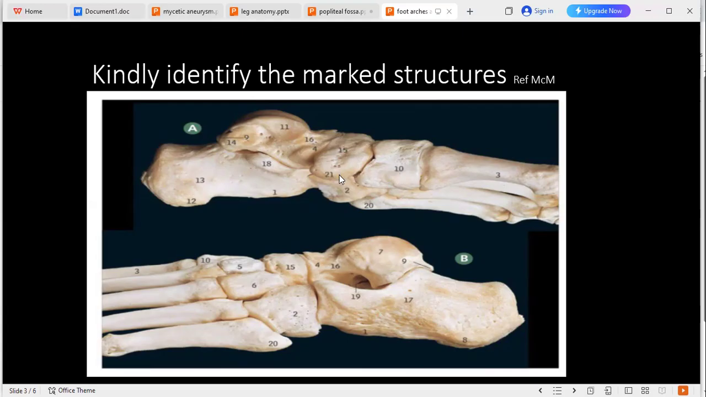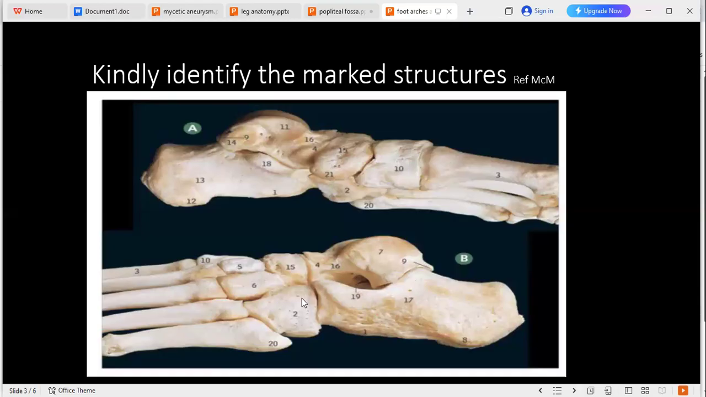Please tell me the parts of the navicular bone. We'll come back to it. Okay, if you can identify number 19 over here. This is the sinus tarsi. Yes. What is the significance of sinus tarsi? Significance, importance? Yes. Okay, we'll come back to this one later.